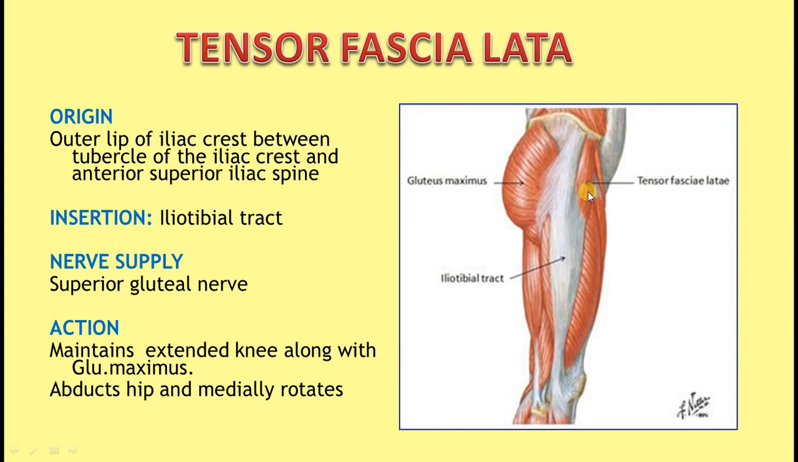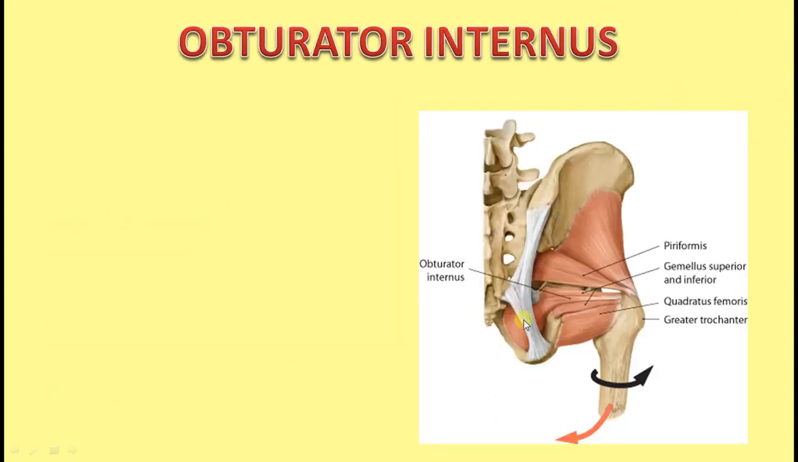Okay, tensor fascia lata. The next muscle you are able to see here is the obturator internus. It arises from the lateral wall of the pelvis and around the margins of the obturator foramen, the anterior surface, and from the anterior surface of the obturator membrane. Then it comes out through the greater sciatic foramen where it takes a right angle. You are able to see the fibers taking a right angle, and it is going to get inserted into the greater trochanter. Now it passes by a groove which is formed by the superior gemellus and inferior gemellus.